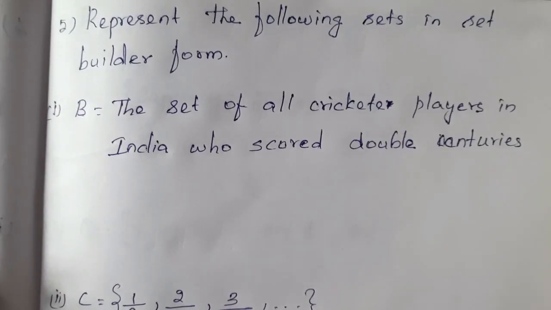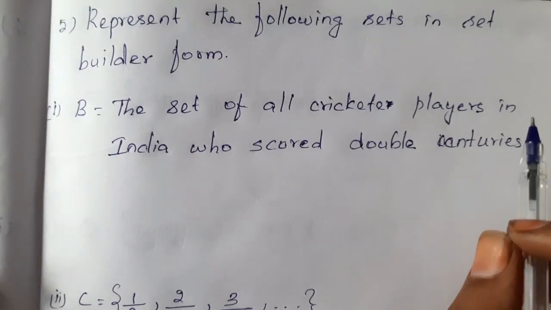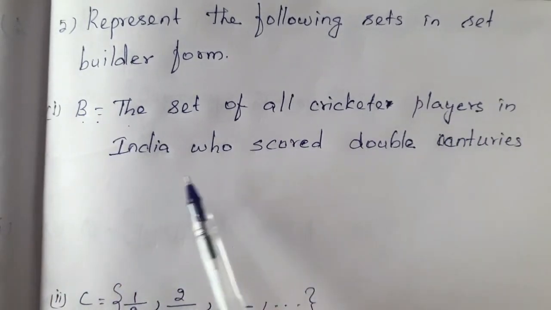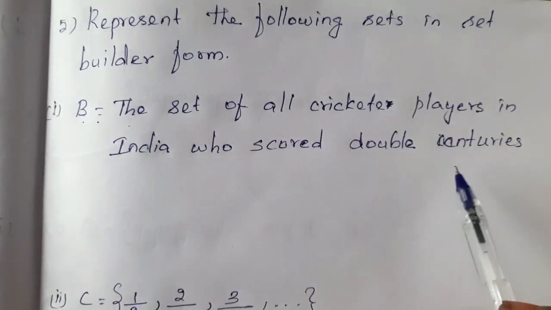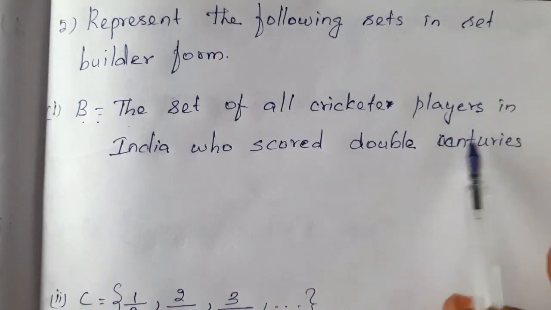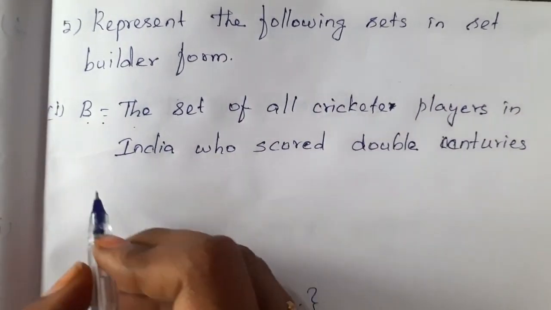Number 5, represent the following set in set builder form. Set builder form means you have to use the proper rule, because another name for set builder form is rule form. B equal to the set of all the cricket players in India who scored a double century in one day international cricket. So it is in descriptive form. We have to write that in set builder form. So how can you write?